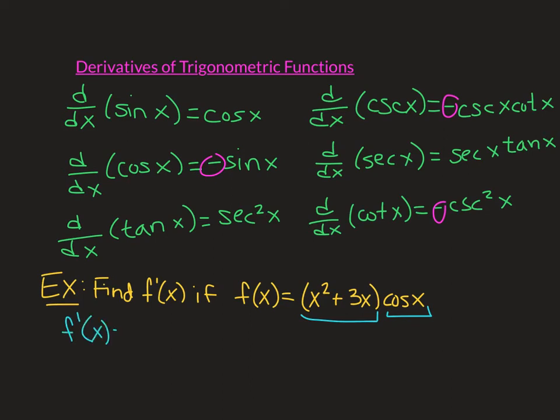So we're going to use the product rule. We start with our first thing, which is x squared plus 3x, times the derivative of the cosine x, that gives us negative sine x, plus our second term, which is cosine of x. Multiply that by the derivative of x squared plus 3x, that gives us 2x plus 3. And from there, you are going to have to use the distributive property, so you will be simplifying it out.